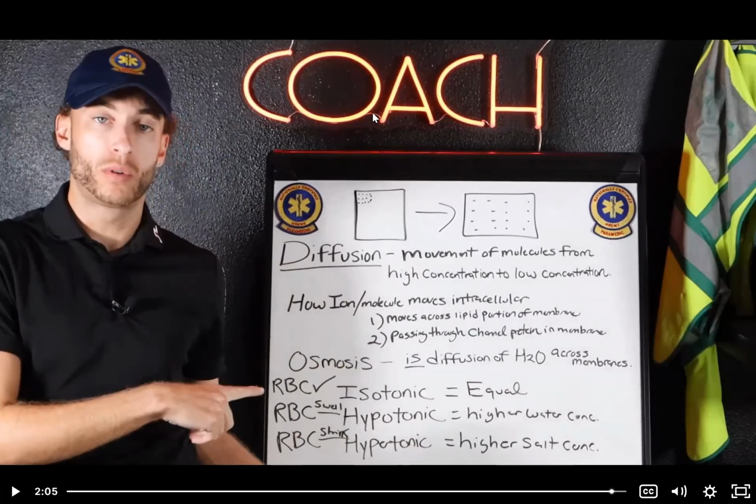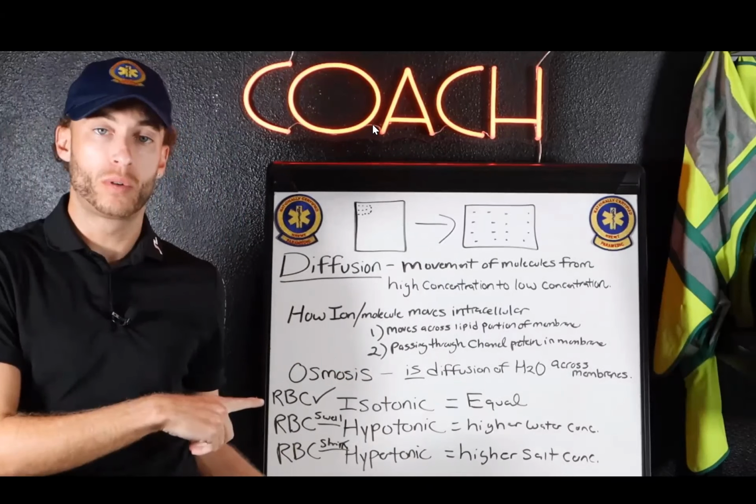All right, I'm going to pause this for a second because I want to see if I can draw something. Okay, so isotonic. Let's just say I have 5 parts inside the cell. I give an isotonic fluid. I'm going to have 5 parts on the outside of the cell. It is perfectly balanced. There's no shift because it is, again, almost in a homeostatic state at that point.